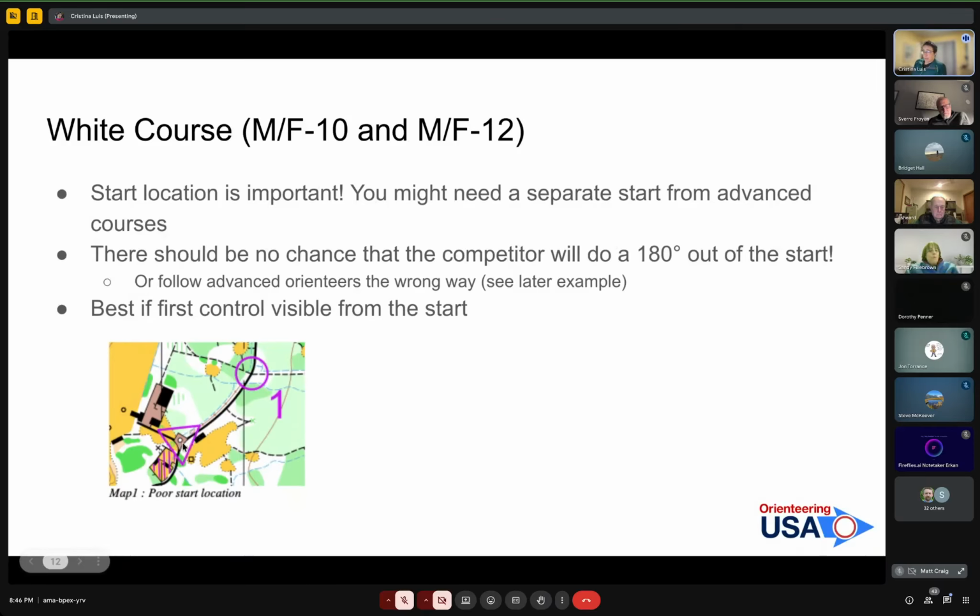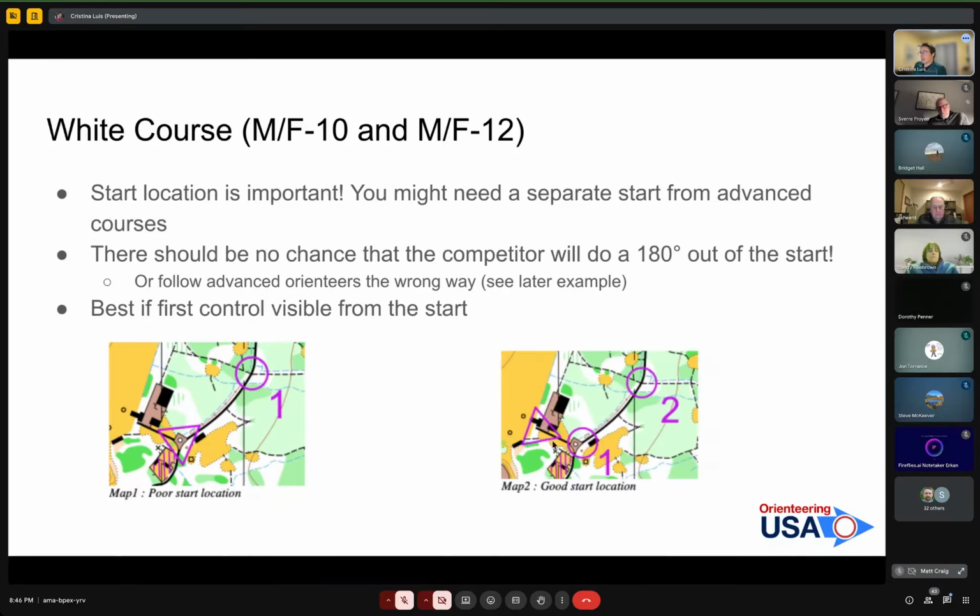One way to fix this might be to move the start a little bit up this road so that they're headed straight out this way. That's acceptable for a white leg, but it's a little bit far. I don't think you'd be able to see the first control. So the solution they have in the guide is actually to put the start on this side road here and then have the first control be a very short leg, visible, presumably from the start, and something that we'll talk about in a second, putting the control leading the orienteer the correct way.